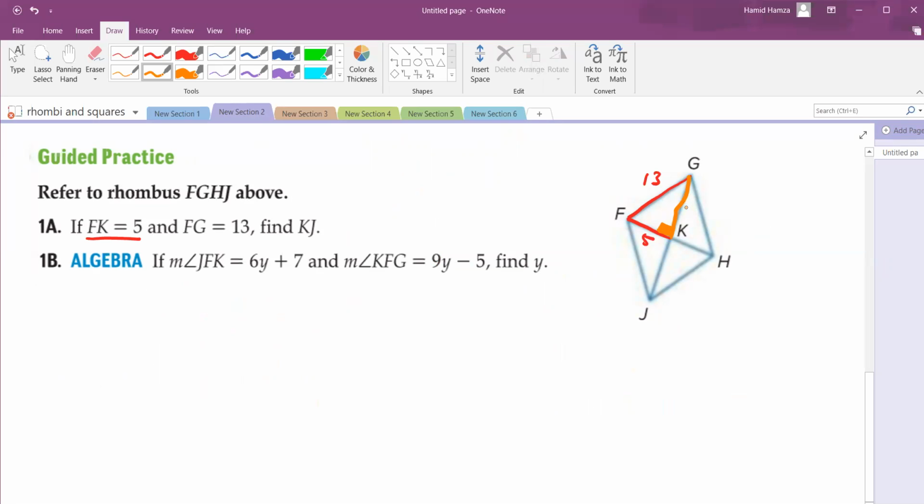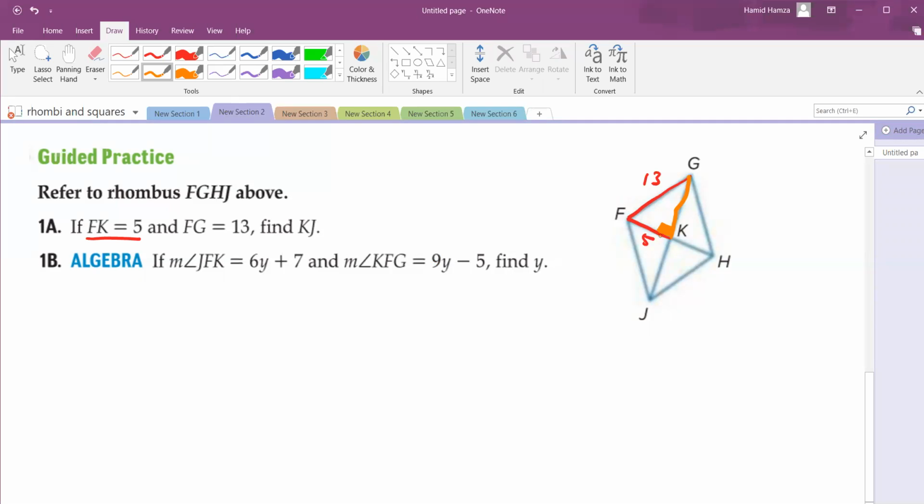KJ. We wanted to find KJ. I can't find KJ directly, but I can find JK. JK and KJ are the same, they are equal, if I can find the value of KJ. So KJ in this case is a leg or the hypotenuse, guys? Look carefully. No, it's not the hypotenuse. It is a leg, not a hypotenuse.